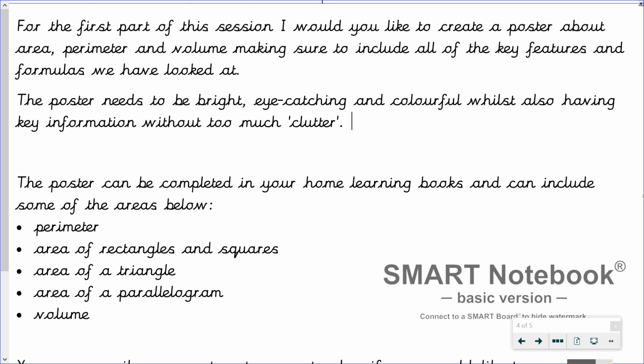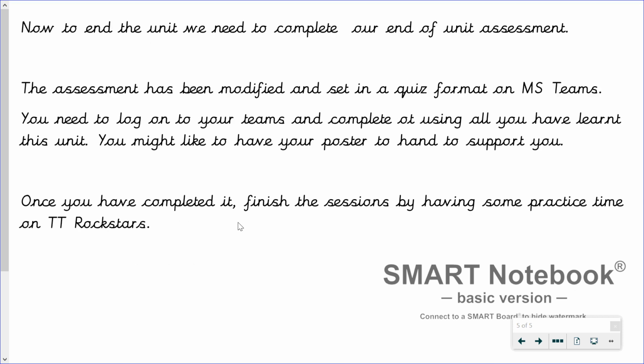Because what I'd like you to do after you've done your poster is you are going to complete your end of unit assessment. Now, we've already done one of these, so I've set it on Microsoft Teams and it's in the quiz format like the last one was. So some questions might be multiple choice, some you might have to type an answer in. Some of them will be marked instantly, some of them will be sent to the teacher to mark. Okay, so you're going to complete your assessment on Microsoft Teams and it should auto hand in.